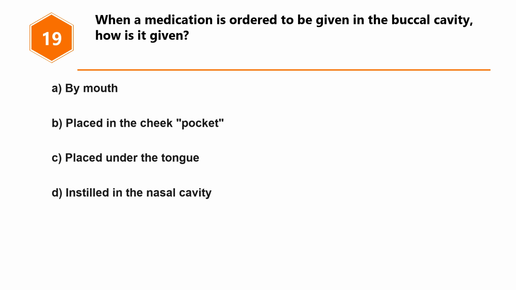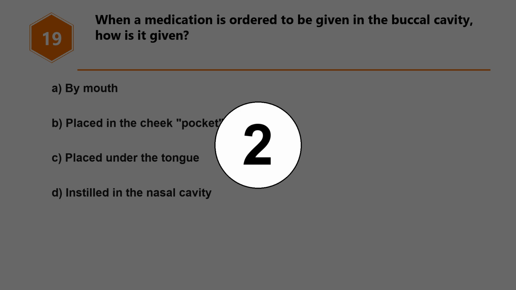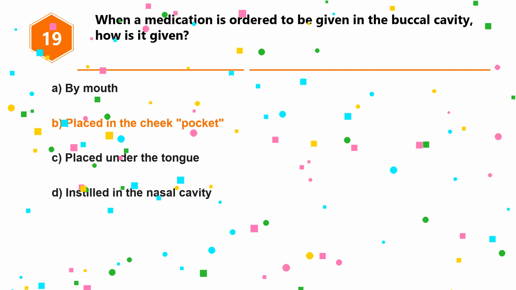Question 19. When a medication is ordered to be given in the buccal cavity, how is it given? Option A. By mouth. Option B. Placed in the cheek pocket. Option C. Placed under the tongue. Option D. Instilled in the nasal cavity. The correct answer is option B. Placed in the cheek pocket.